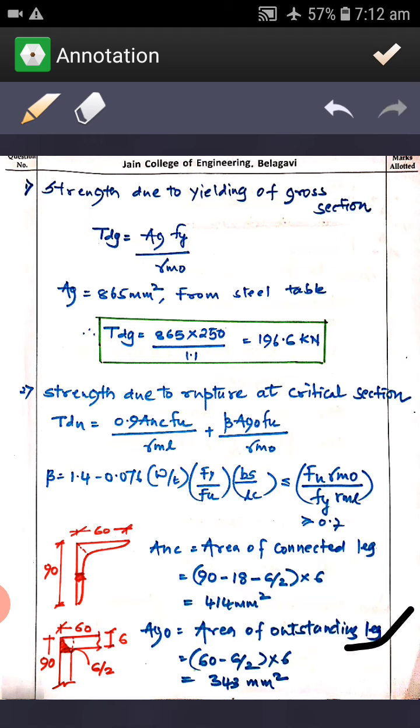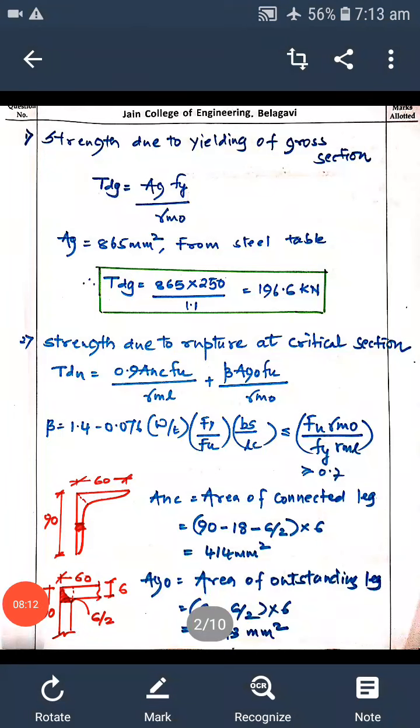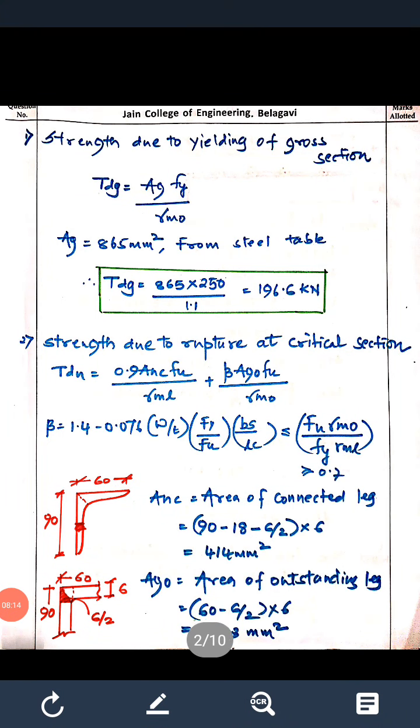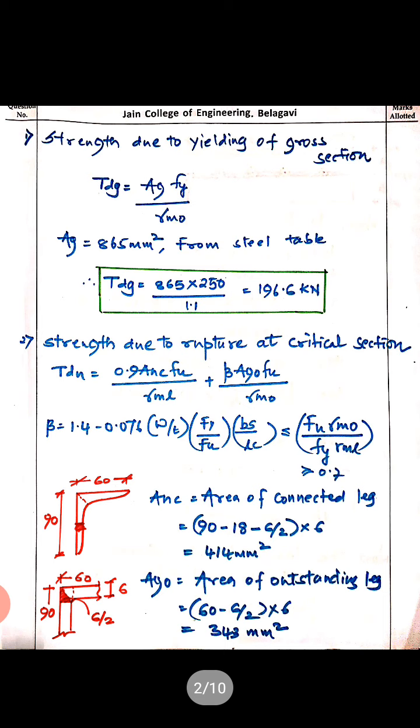So area of the outstanding leg means which is not connected to a gusset plate. So our angle is 90 by 60. So 90 is connected to gusset plate and 60 is the outstanding which is not connected to gusset plate. So again if you see the deduction here, 60 minus 6 by 2, because again it is overlapping. 60 mm is overlapping over 90 mm or 90 mm is overlapping over 60 mm. So 60 minus 6 by 2 into 6. Okay, so understood. So we got the area of connected leg and area of outstanding leg. Means we got ANC and AGO.